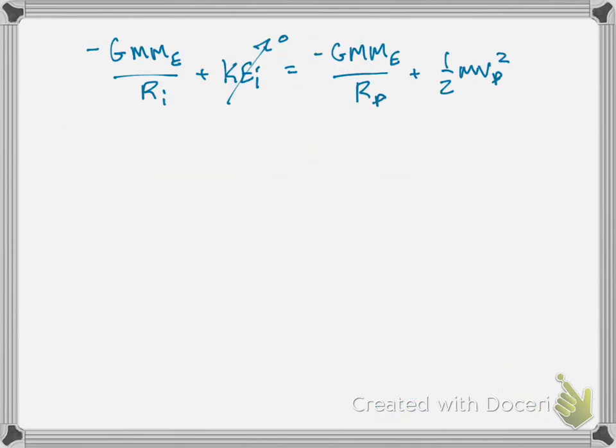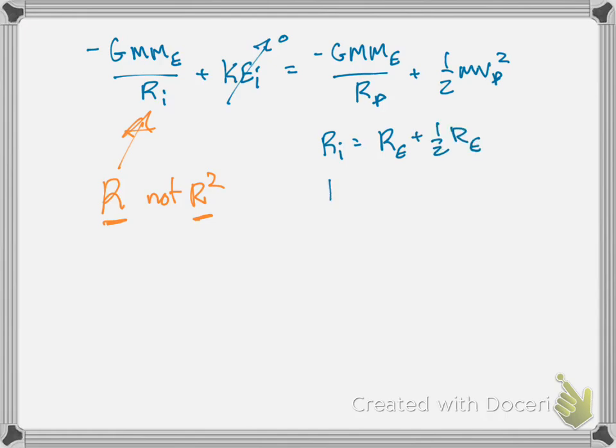One thing I want to point out, really important here, is that this is potential energy. So this is R, not R squared. It is so easy to forget whether you're talking about potential energy or force, but you just need to think about the context. This is potential energy, and so this is GMm over R, not GMm over R squared. So this is just an energy conservation problem. RI, RF are given to you, right? RI was RE plus 1/2 RE. R final, it ends up at the surface of the Earth, so RE.